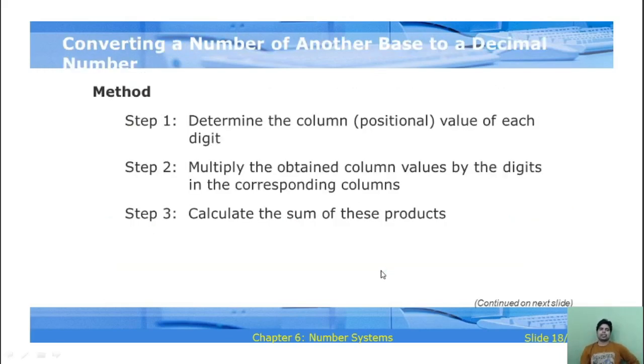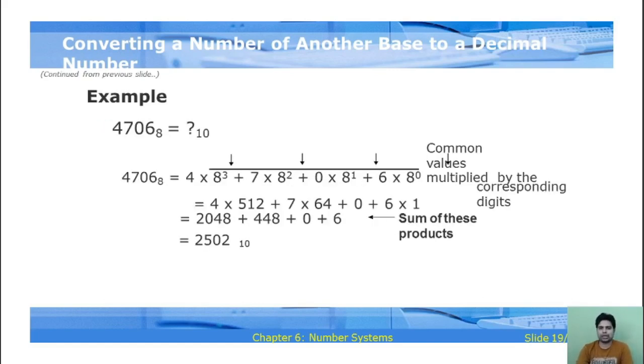Next, converting a number of another base to the decimal number system. There are some steps, and these steps are important, on how you convert a number of another base to a decimal number. Step 1: determine the column, the positional value of each digit. Step 2: multiply the obtained column values by the digits in the corresponding columns. And step 3: calculate the sum of these products. Clear?